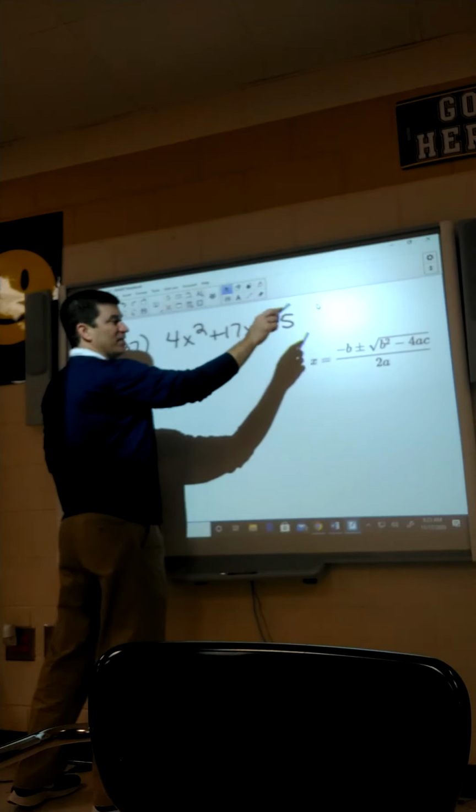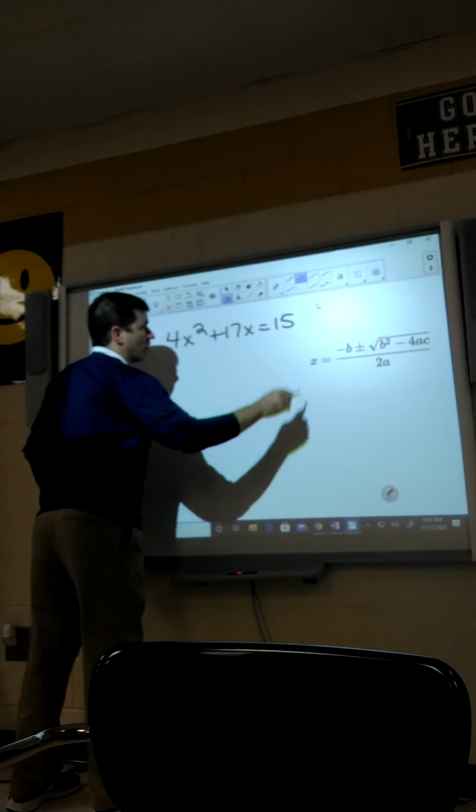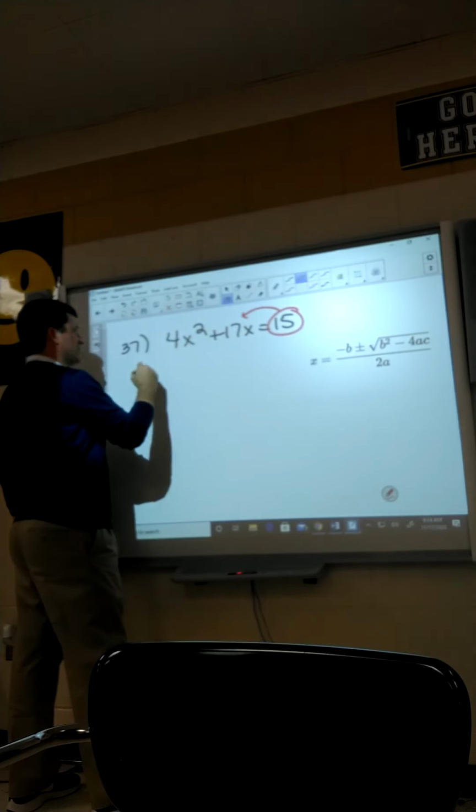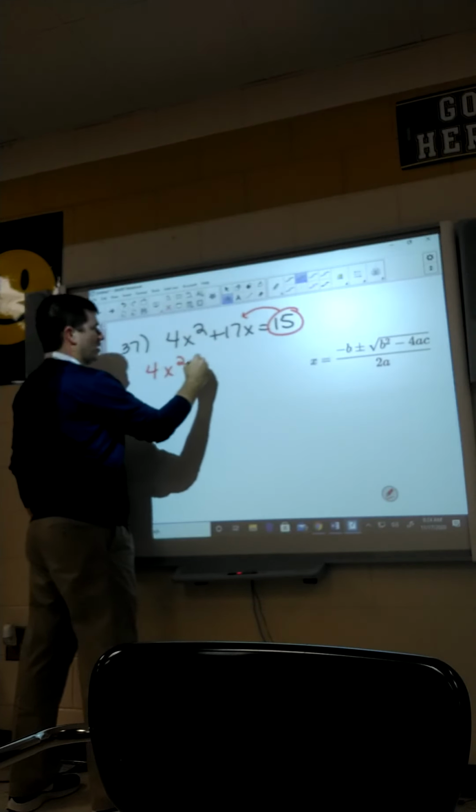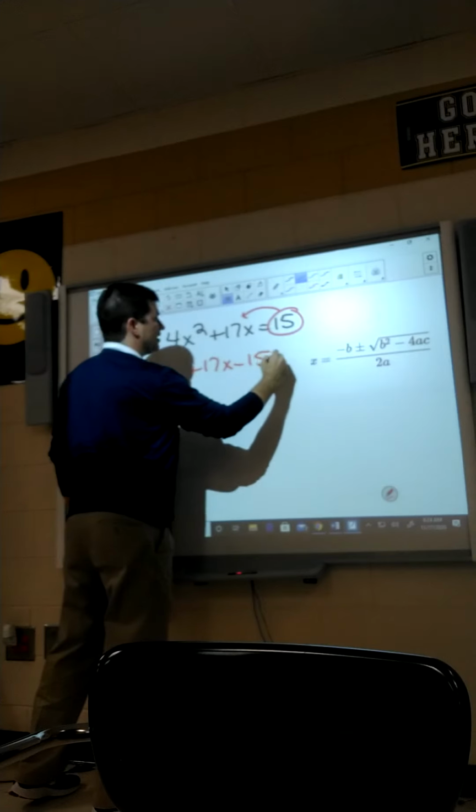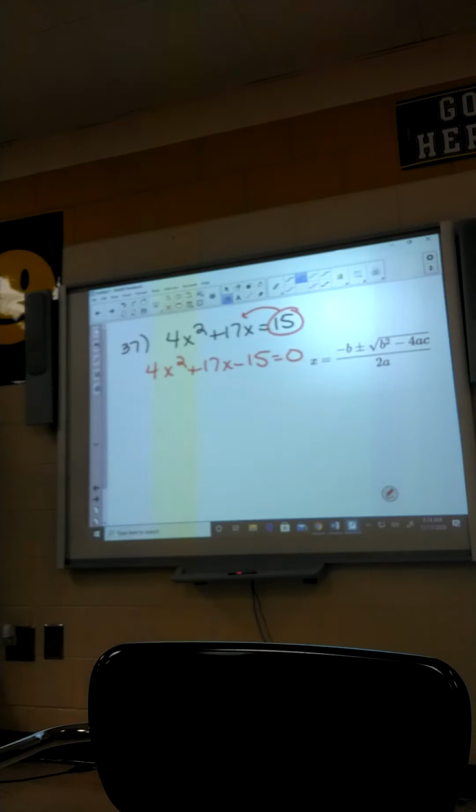All right, Landis, you can't have any numbers on the right side. So we're going to take 15 and move it over, and that's going to make it a negative 15. That's y'all's first step. Y'all need to write it down correctly. Travis, write it down correctly.